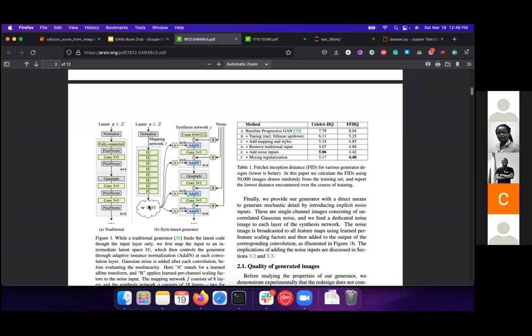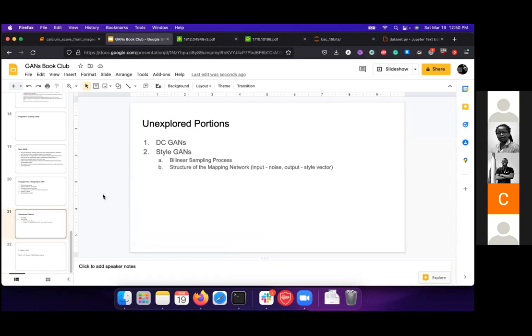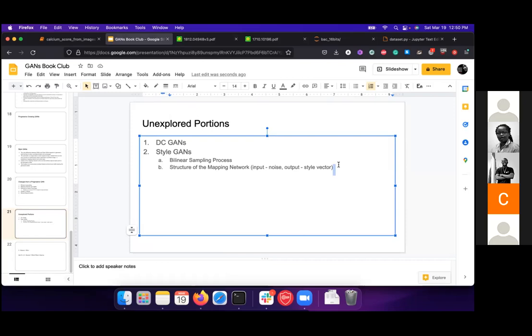But imagine this: you can create a style now. So take a noise, pass it through 8 fully connected layers and get a space. But how does this style actually get reflected here? That I did not explain. These things, actually, I did not understand. That's why I mentioned that these things are not explored in this lecture. In the coming book club sessions, first I'll try to clear these things before going into the next topics, if anybody wants to go to the next.